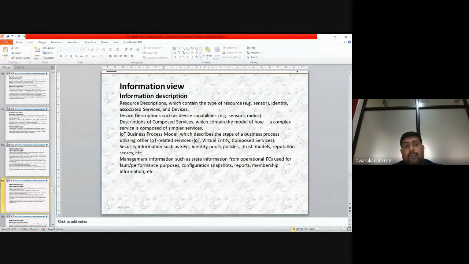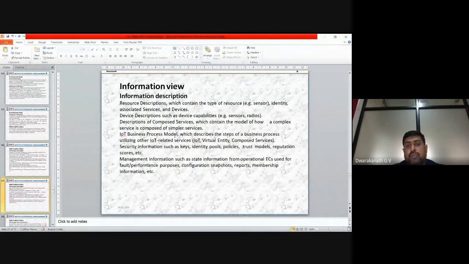So device descriptions, such as device capabilities: sensors, radios, meaning how many actuators it can connect, and all. Then descriptions of composed services, which contain the model of how a complex service is composed of simpler services. Taking all the simpler services into consideration, I will solve a big composed service or complex service. How it can be solved.